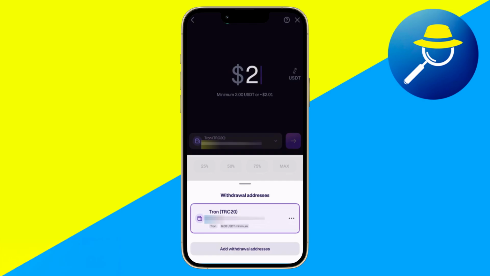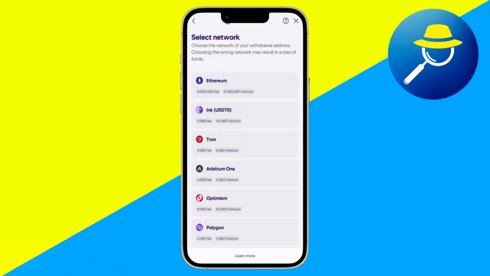Next, you will need to choose the network for the transfer. One commonly used option is the Tron network, which is popular because it usually has lower transaction fees and is supported by many platforms and wallets. Select the Tron network from the available options.